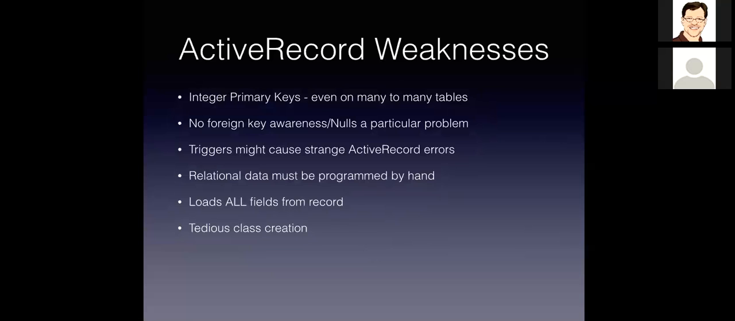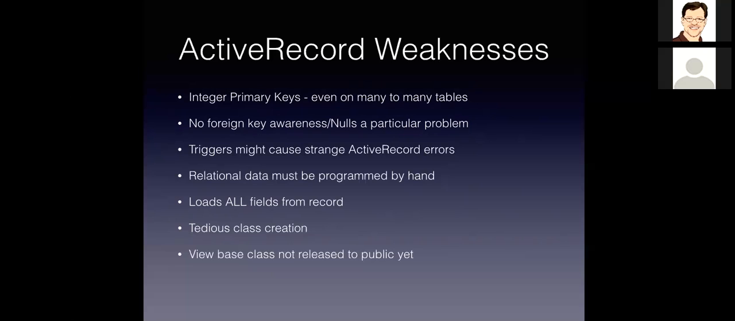Certainly one of the problems with ActiveRecord at this point is the class creation is kind of tedious. If you're dealing with lots of tables, it can be real tedious to create those. We created RGen, which is the ActiveRecord generator, which does the classes, and you can just import them into your project at that point.